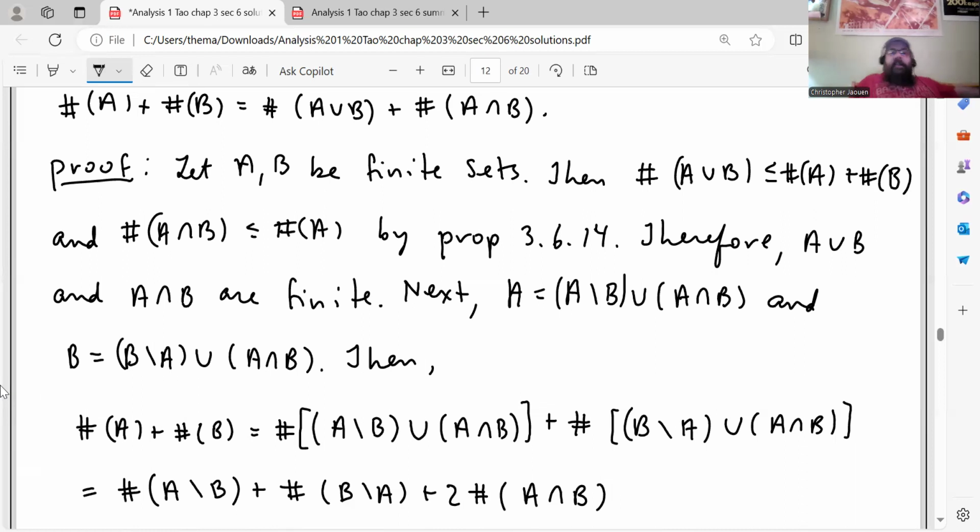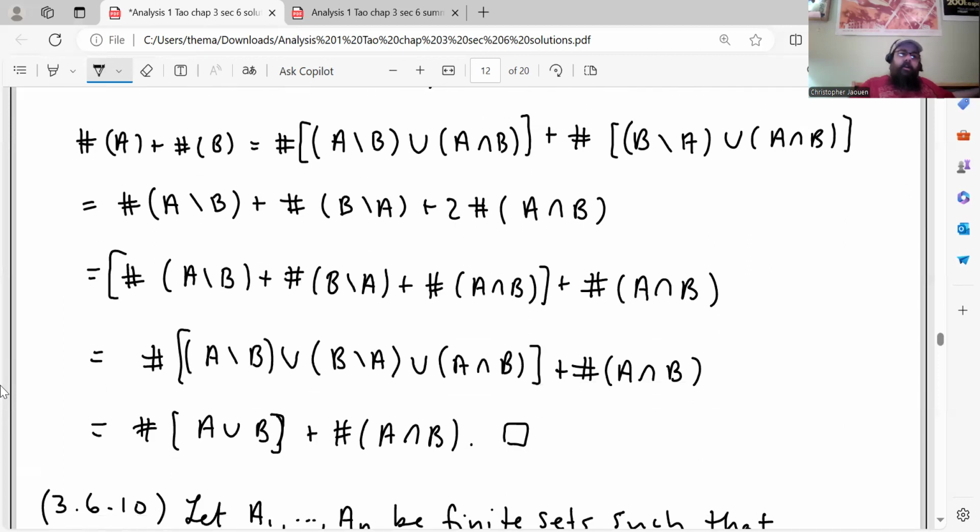Let A and B be finite sets, then the cardinality of A union B is less than or equal to the cardinality of A plus the cardinality of B, and the cardinality of A intersect B is less than or equal to the cardinality of A by proposition 3.6.14. Therefore, A union B and A intersect B are finite. Next, A is equal to (A minus B) union (A intersect B), and B is equal to (B minus A) union (A intersect B).